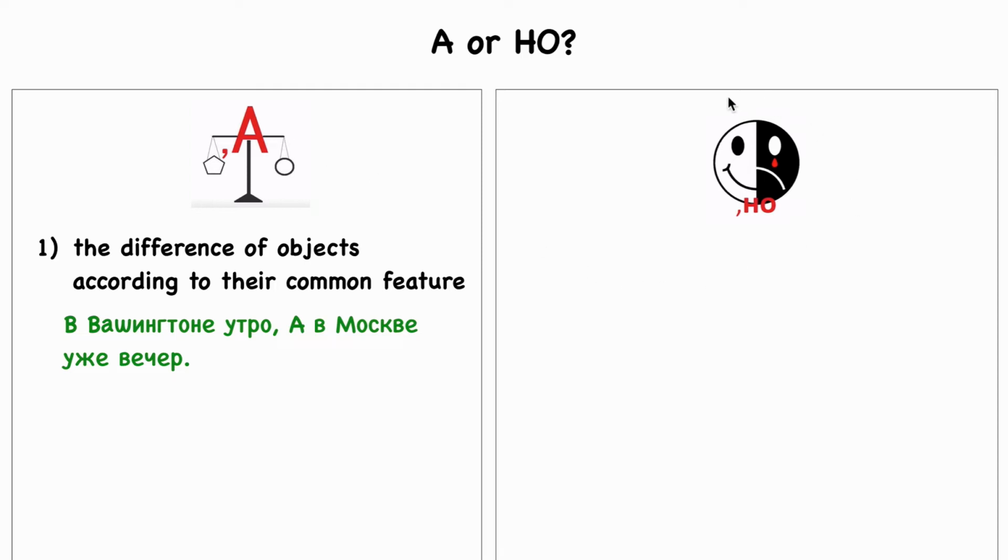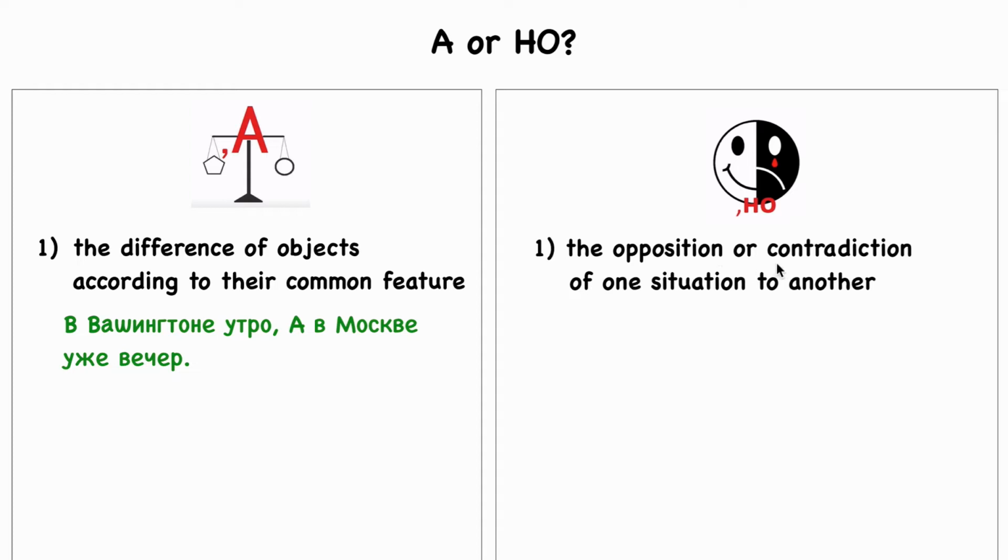Okay? The general idea of the conjunction "но" is to show the opposition or contradiction of one situation to another. For example, я звонил много раз, но он не брал трубку. I called many times, but he did not answer the phone. We have situation number one: I called many times. Unfortunately, I'm bringing now the opposition: he did not answer the phone.